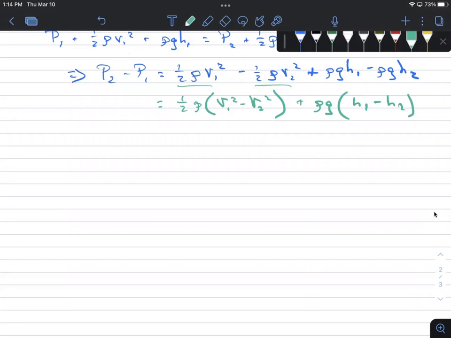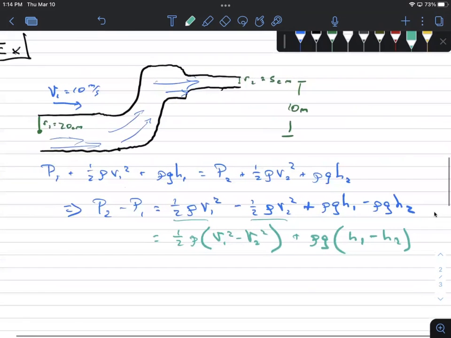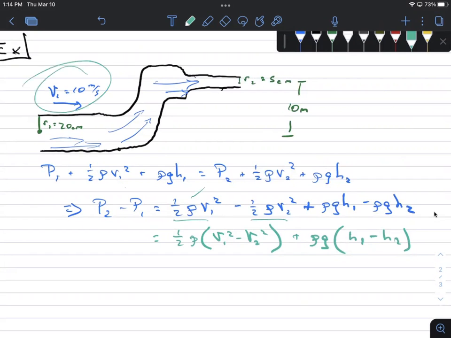All right, so do I know all of these numbers? Let's find out. Well, rho is 1,000. I already know that. This is 1,000. V1, I'm told V1 is 10, so I've got that.